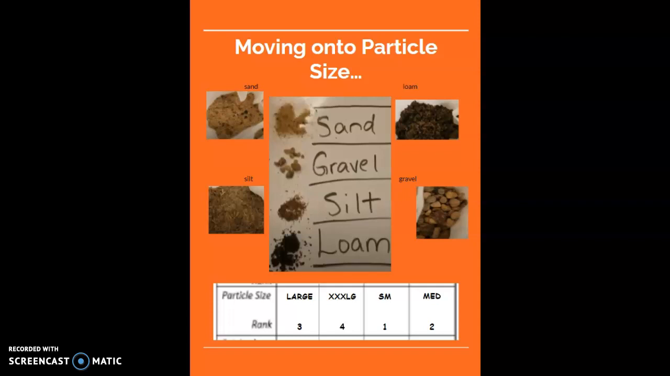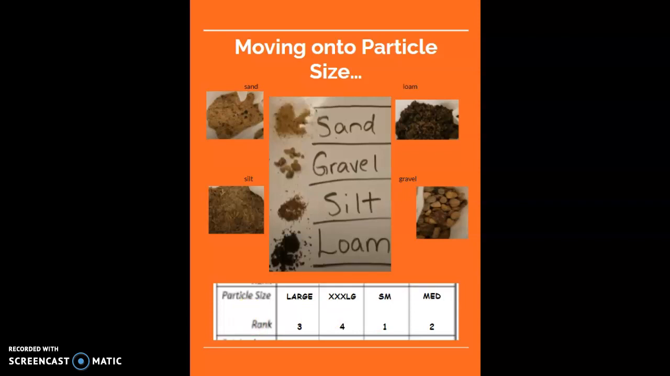So if you look in the chart, I have sand as large, gravel as extra, extra, extra large, silt as small, and loam as medium. Now these are just in comparison to each other because they're all fairly small particles. So then we just rank them: 1 for small, 2 for medium, 3 for large, and 4 for the triple large. So go ahead and make sure you write that in the particle size section of your chart.